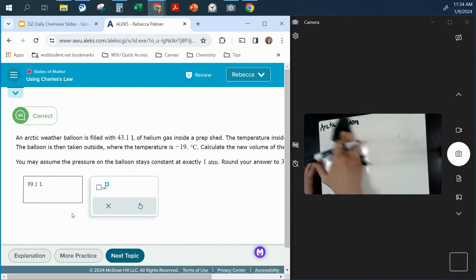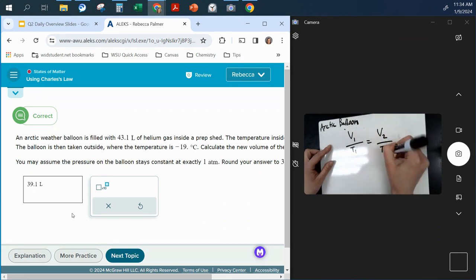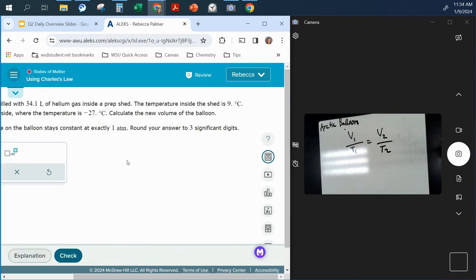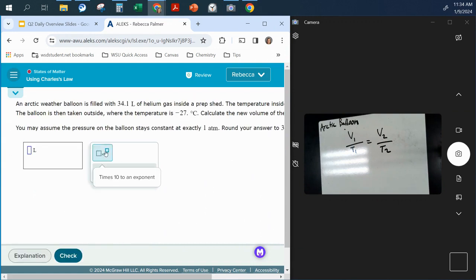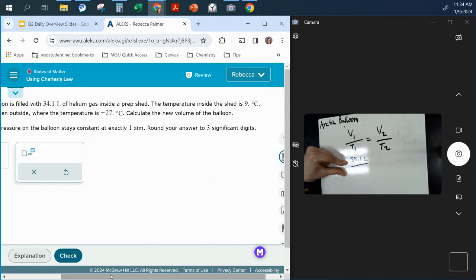The Arctic balloon equation, I have it up here. The Arctic balloon is V1 over T1 is equal to V2 over T2. So we just have to figure out what we have. So initial volume, I'm just going to replace this. Initial volume is 34.1 liters. We're going to be looking for the final volume.